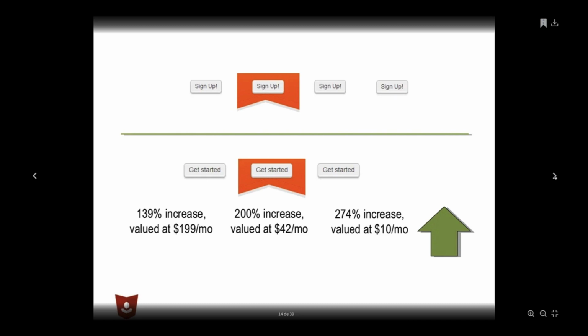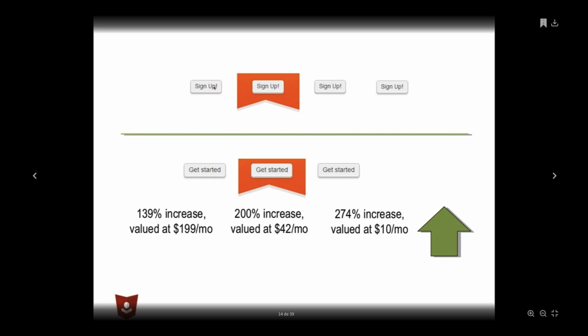One more example here in removing friction. So this was the control. Sign up on this pricing table. I've removed all the indicators of where the pricing table was. Sign up was the control. There were 4 buttons you could click, and we moved to get started with just 3 buttons. Now, what we saw there was once we switched from sign up, which had an exclamation point, which I think is an important point as well.